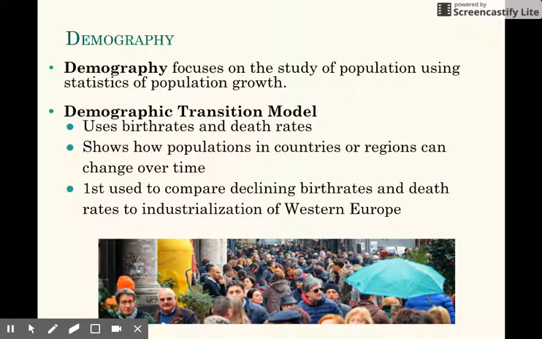Demography. Now, demography focuses on the study of population using statistics of population growth. There's also the demographic transition model. This uses birth rates and death rates. It shows how populations in countries or regions can change over time. This was first used to compare declining birth rates and death rates during the Industrial Revolution of Western Europe.